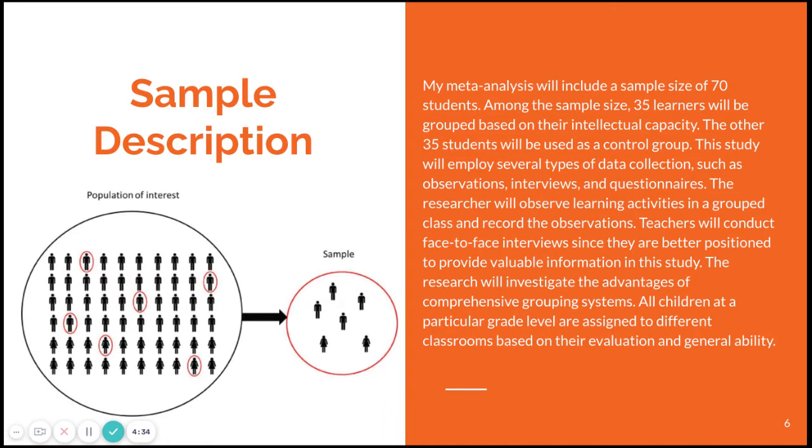So, the sample description. My meta analysis would include a sample size of 70 students. Among the sample size, 35 learners will be grouped based on their intellectual capacity. The other 35 students will be used as a control group. This study will employ several types of data collection, such as observations, interviews, and questionnaires.